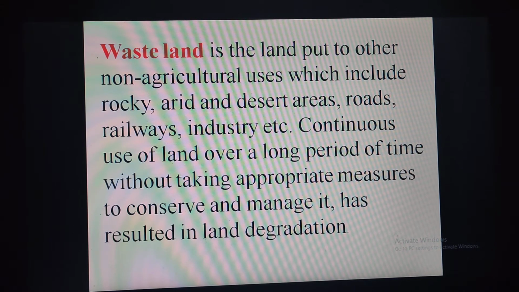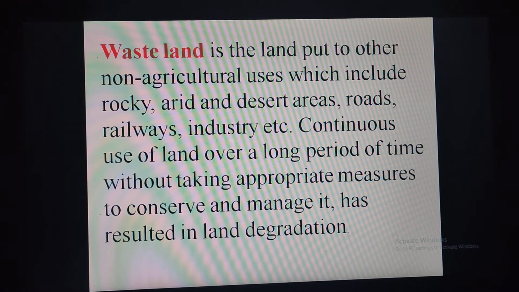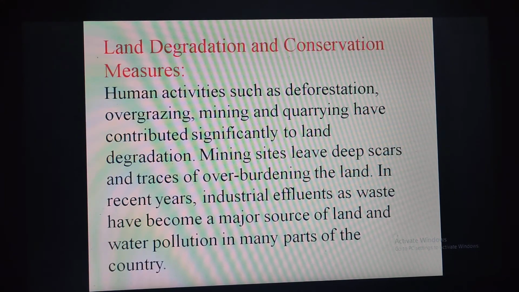Continuous use of land over a long period of time without taking appropriate measures to conserve and manage it has resulted in land degradation. So what is degradation? Let us see. Land degradation and conservation measures. Human activities such as deforestation, overgrazing, mining, and quarrying have contributed significantly to land degradation.